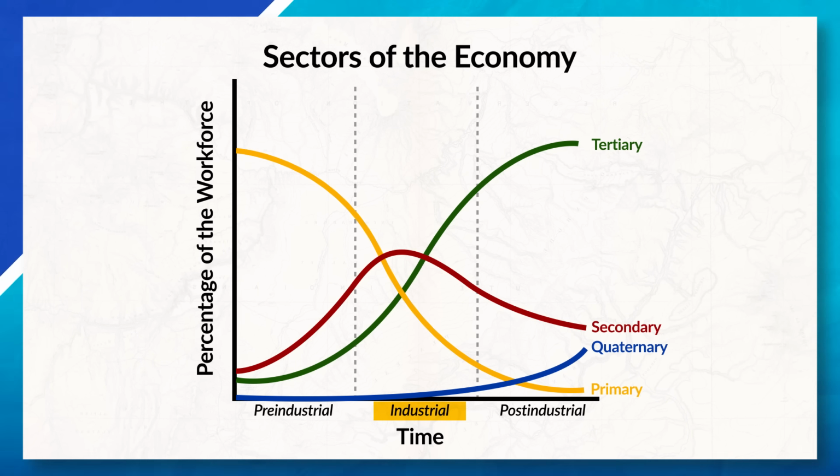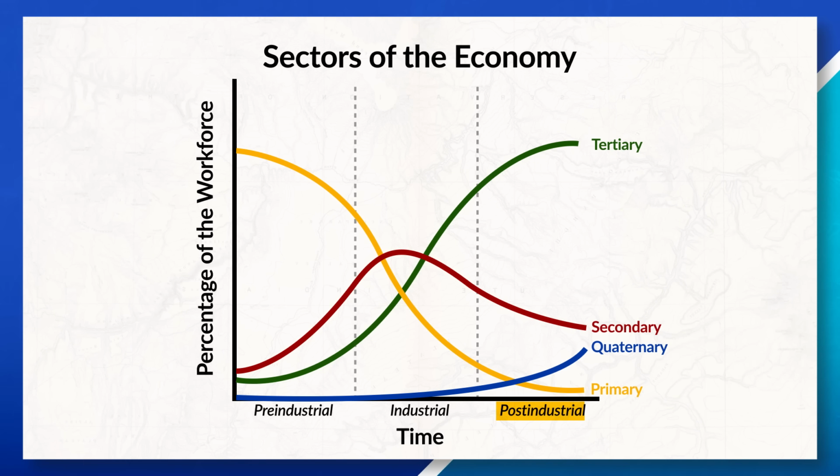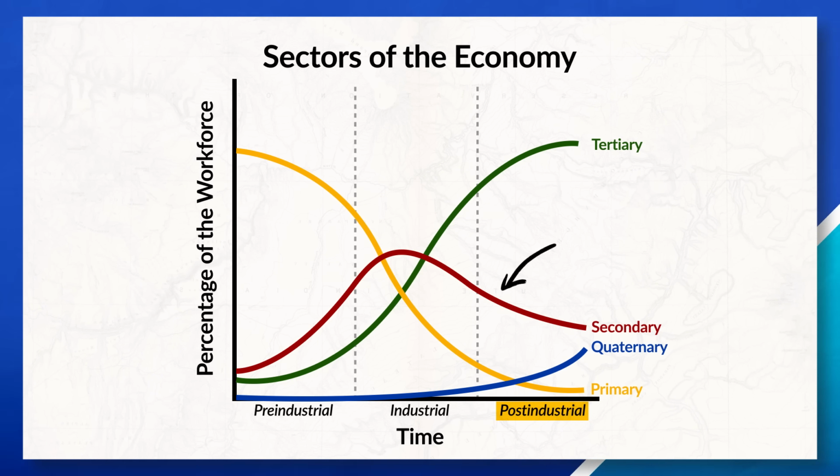Here we can see jobs in the primary sector drastically start to decrease as more jobs open up in the secondary sector and also the tertiary. Now, as development continues, we will eventually see a shift from an industrial society to a post-industrial society. This is when deindustrialization often occurs, and jobs in the secondary sector start to decline, while at the same time jobs in the tertiary sector start to expand.